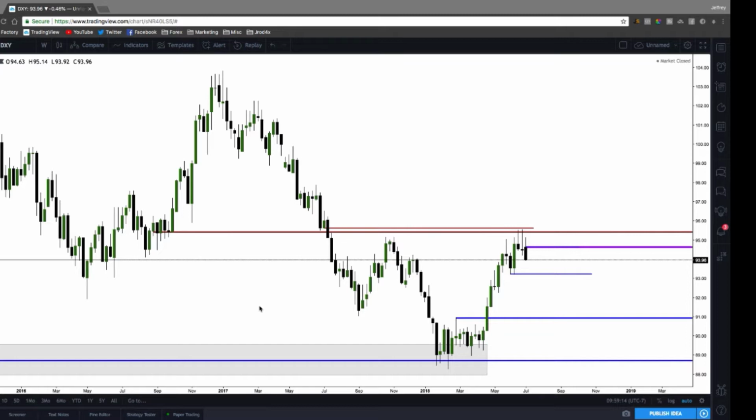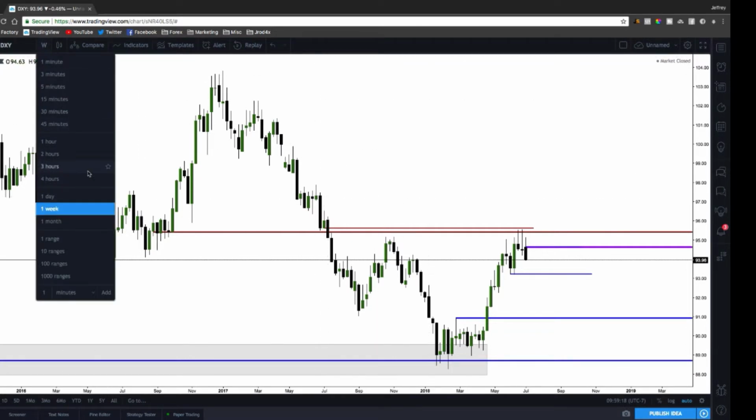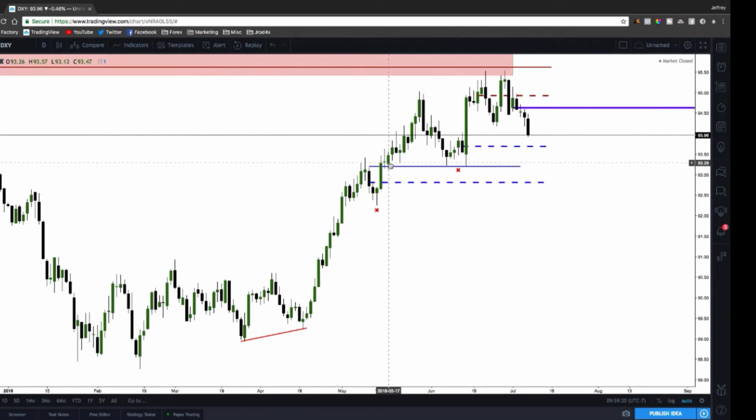So we're going to go ahead and get started with the dollar index, and we're going to start with the daily time frame. Alright, so dollar index is pretty much below that 94 big figure now. We closed at 93.96.